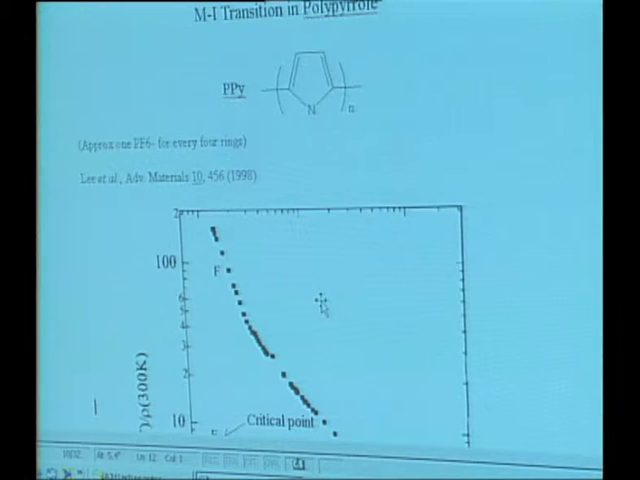So here are a set of samples of polypyrrole. In this case, the polypyrrole is doped with PF6, and the stoichiometry is approximately 1 in every 4 rings. And this, as you know, is a good conductor. And the question is, is it a metal, or is it a Fermi glass, or what is it? And so let's look. Well, let's look at the electrical conductivity.